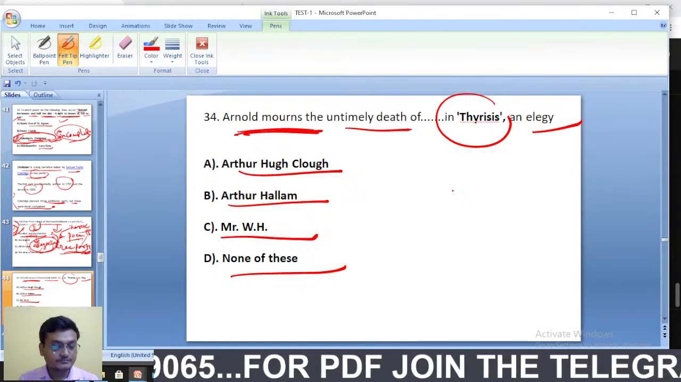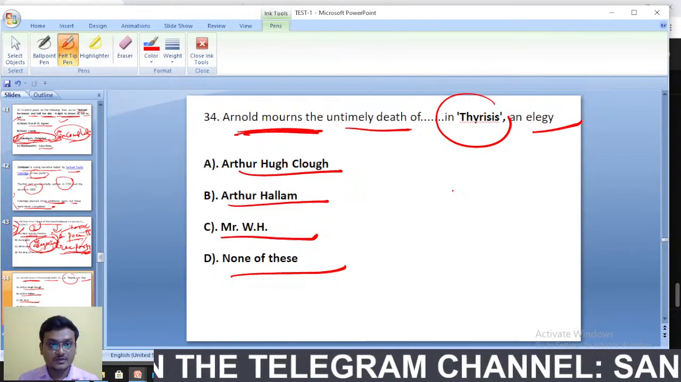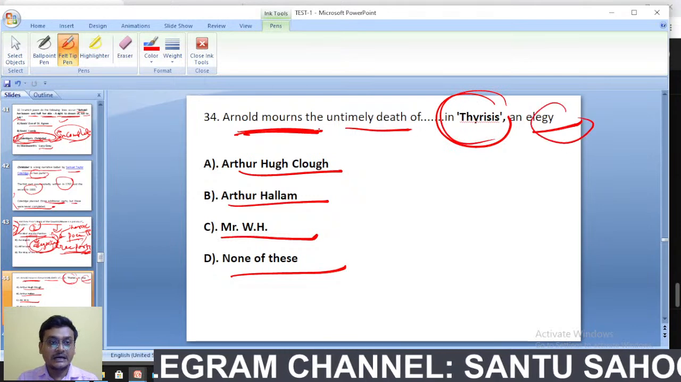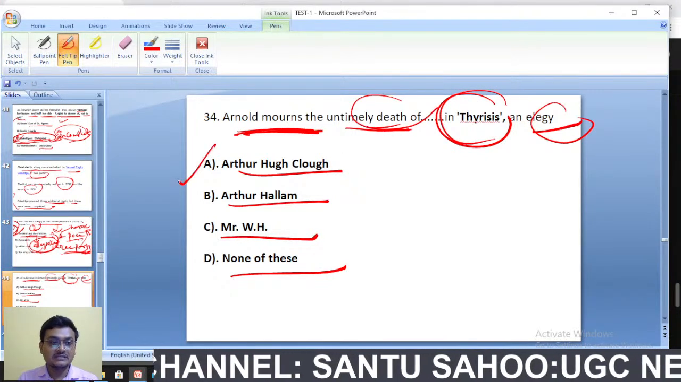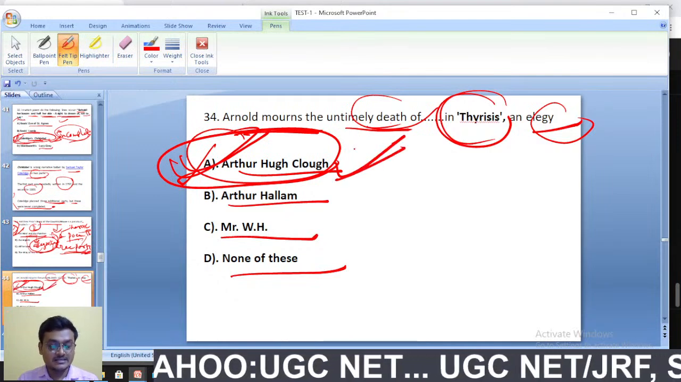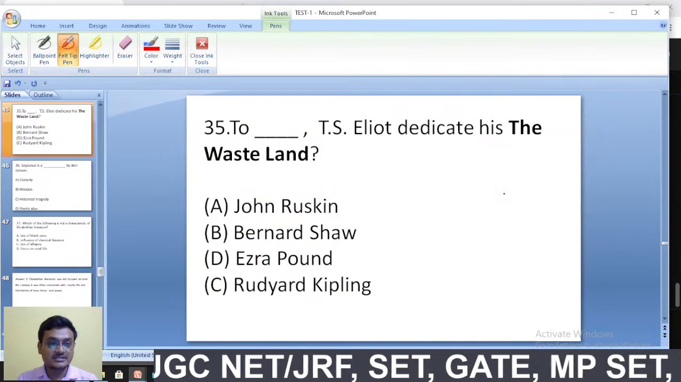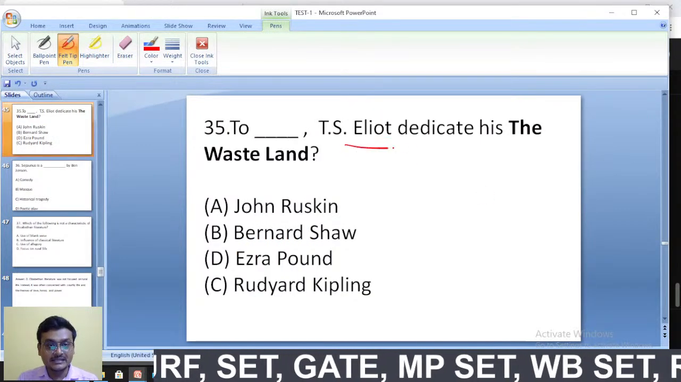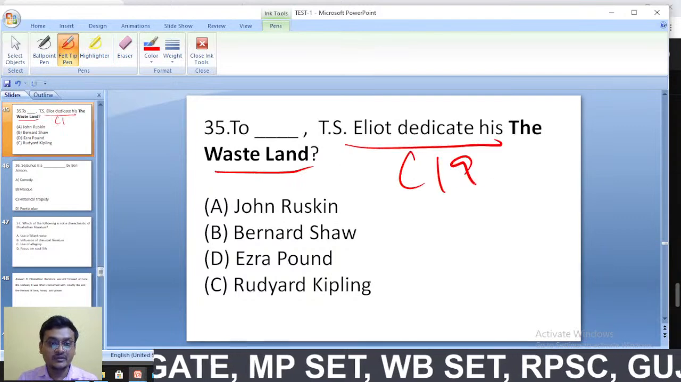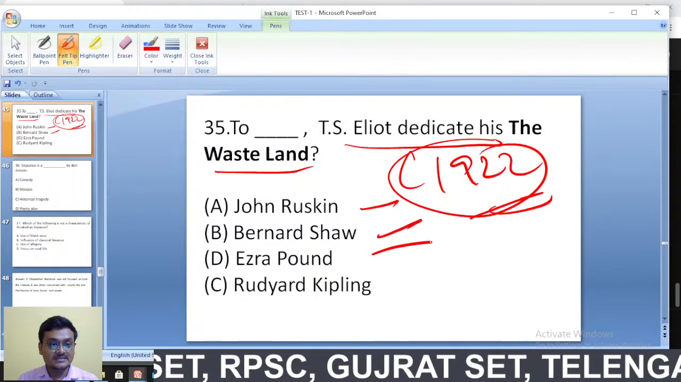Exactly. Thyrsis is an elegy. Arnold mourned the untimely death of his friend, Arthur Hugh Clough. That is the right answer. Exactly, A is the right answer. Everyone right here, fantastic. To whom did T. S. Eliot dedicate his Waste Land, published in 1922? John Ruskin, Bernard Shaw, Ezra Pound, Rudyard Kipling.